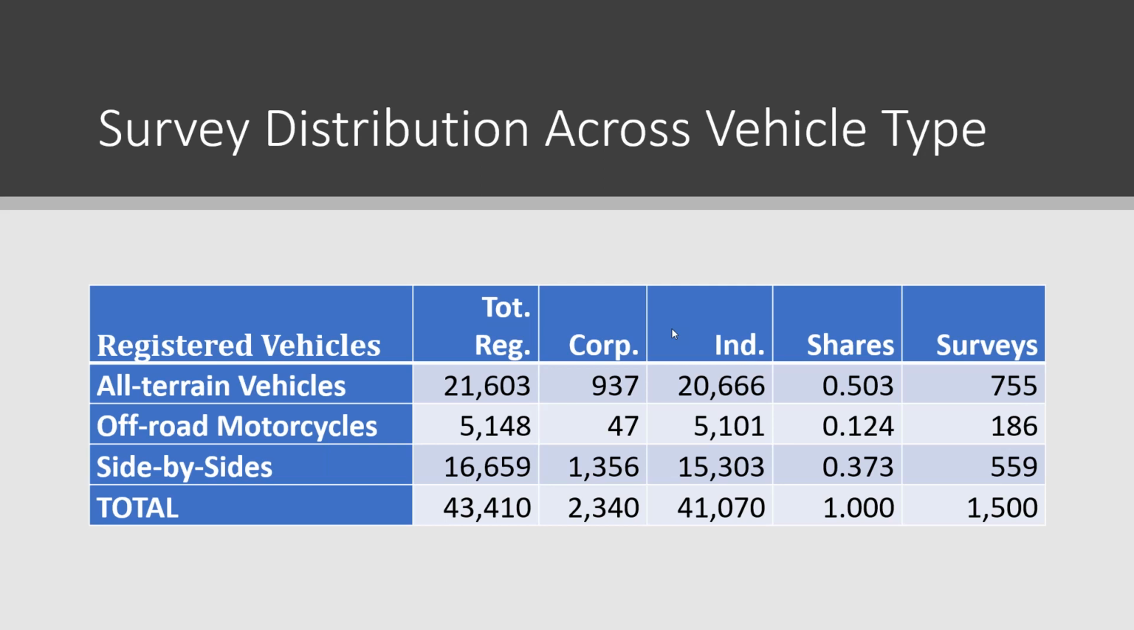Even individuals, some of them weren't interested in filling out the survey. But if you send a survey to the corporate address, whoever opens the mail might have no idea who would know how to answer it. So we just took them out. Then we figured what the shares of individual registrations were, and sent out surveys based on those shares. We sent 755 surveys to all-terrain vehicle owners, 186 to off-road motorcycle owners, and 559 to side-by-side owners.